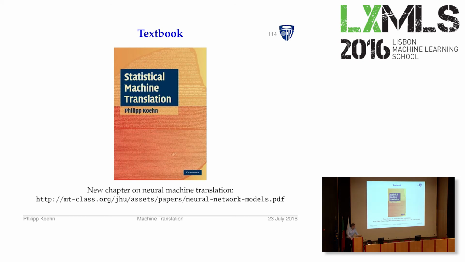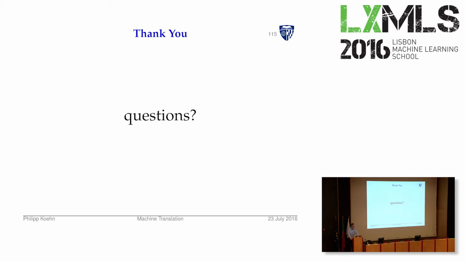Okay, if you're more interested, now I'm selling my wares here. I wrote a textbook, so it's now 5 or 6 years old, but it still teaches the core methods that are up to date. The one thing I didn't foresee was neural network models, so I wrote a chapter for some future second edition. Don't hold your breath. But you can get that chapter from that link here. And that's it.